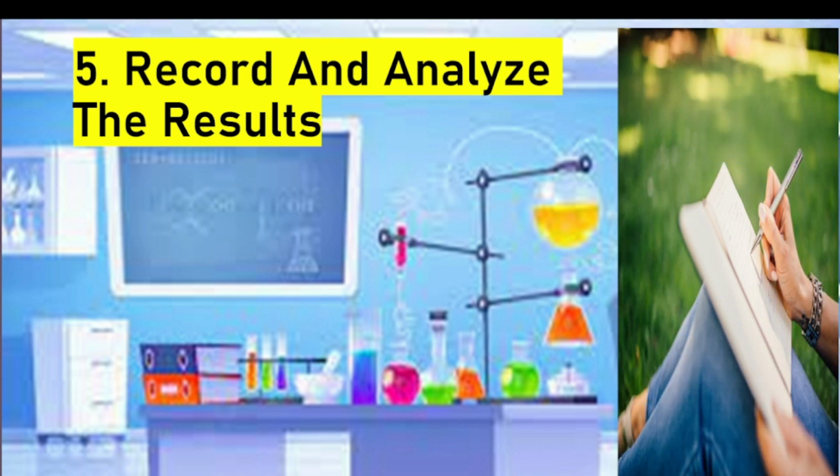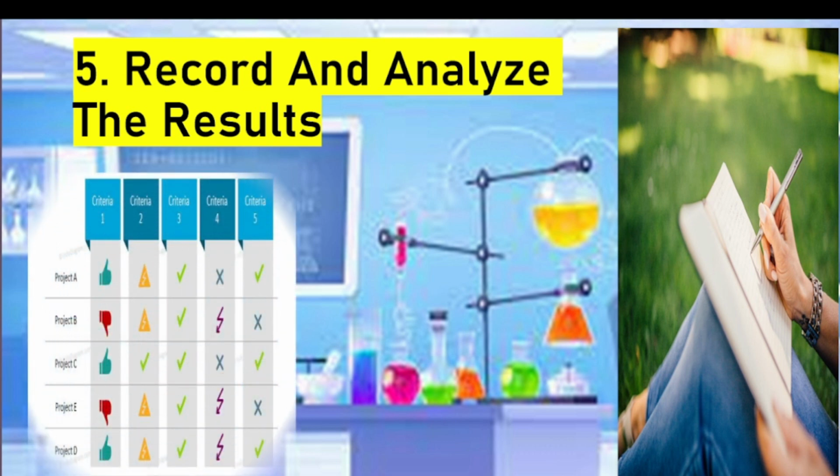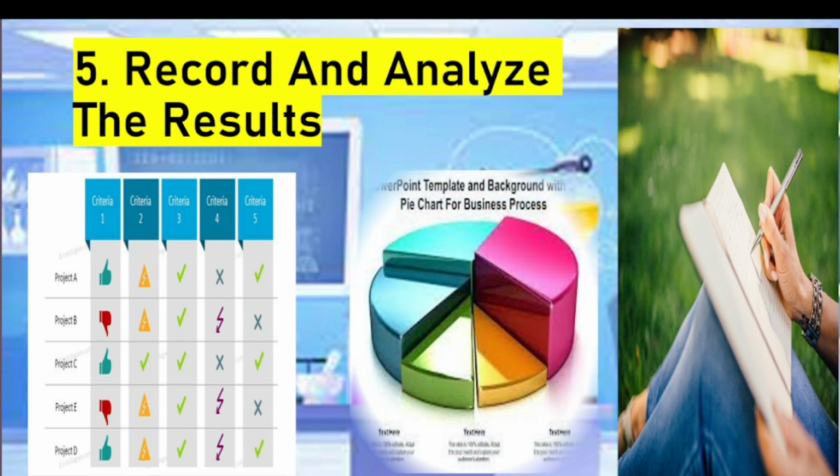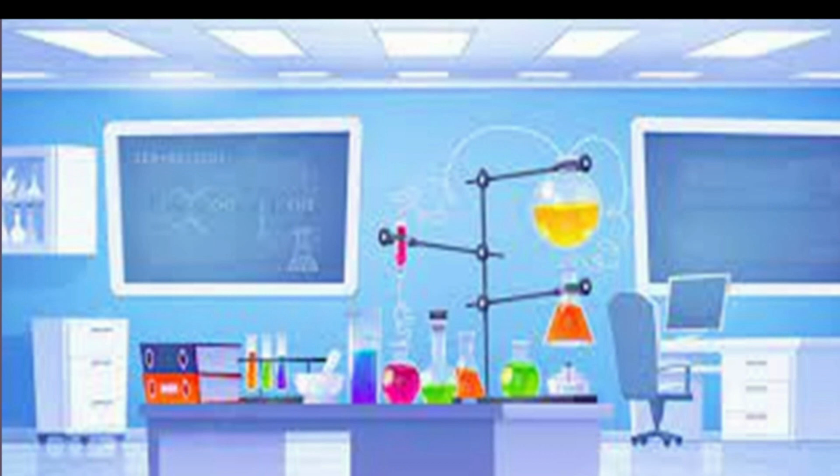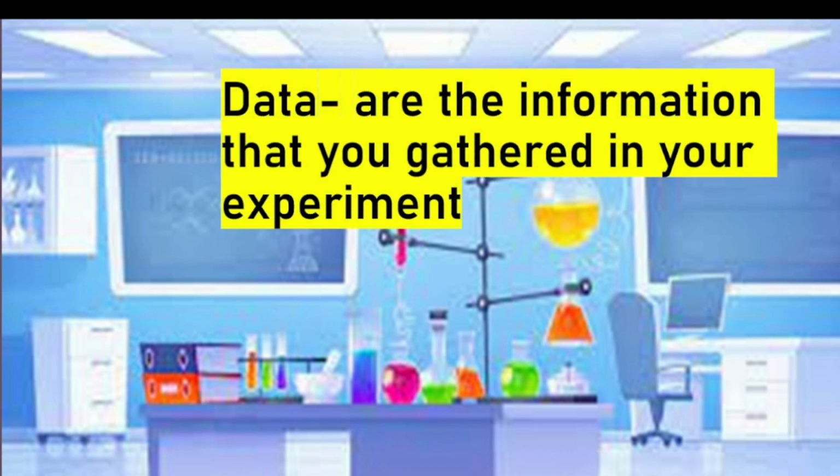The next part is recording the data and analyzing the results. Make sure to be detailed in documenting the results. This step is where you report, interpret, and explain what happened in your experiment. You may use tables and graphs in presenting your data and results to make it easier to visualize for your audience. Data are the information that you gathered in your experiment.